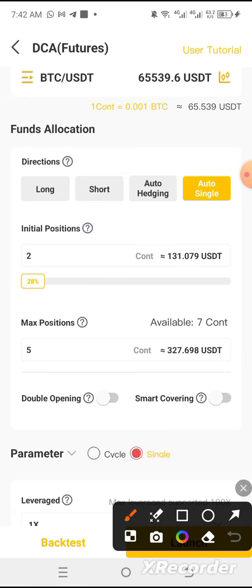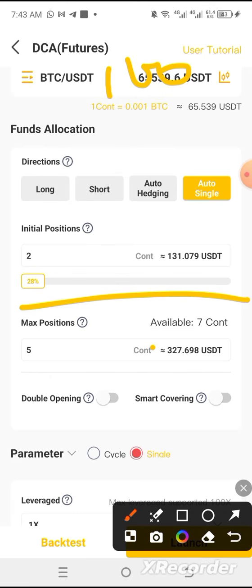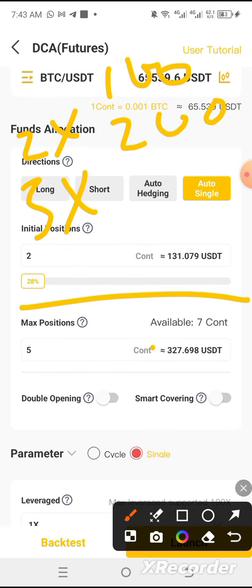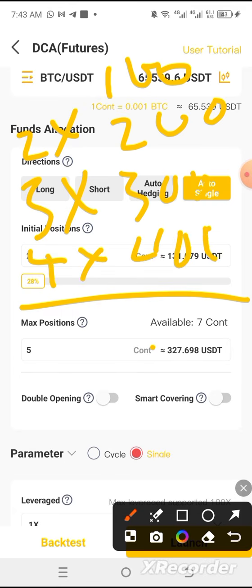Now, what am I saying is this? If you trade in manual, we advise you, if you have $100, your entire trade should be $200. You know what it means? You're trading 2x of your capital. You can trade 3x of your capital at your own risk. You can trade 4x of your capital at your own risk. You can even do 5x of your capital at your own risk.